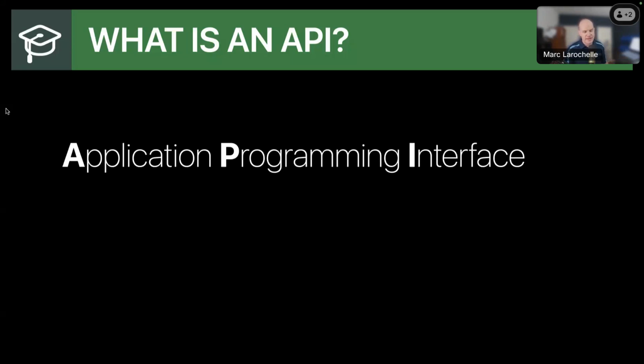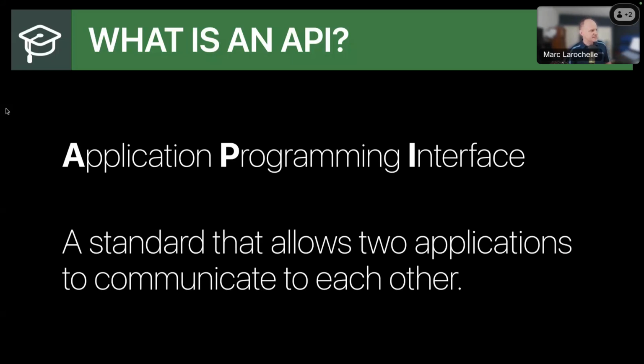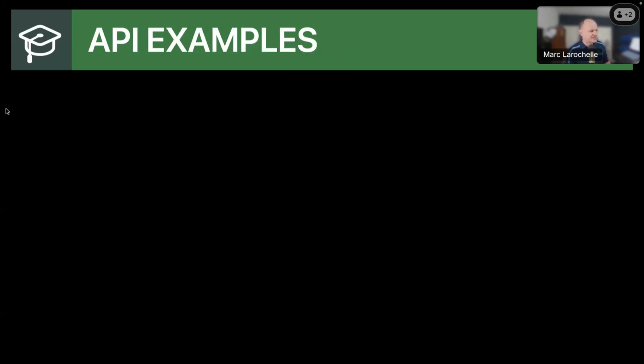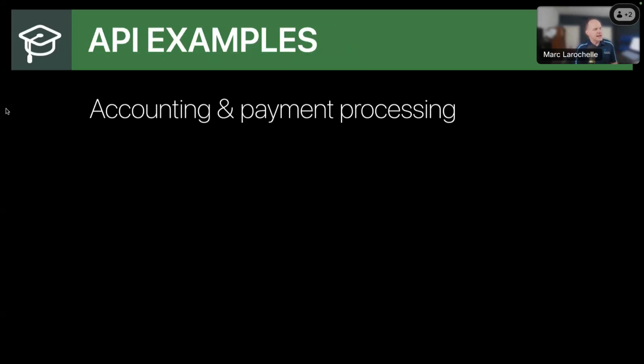So API stands for Application Programming Interface. It's really a fancy term that just means it's a standard that allows two applications to communicate to each other, whether it be a web app talking to a database backend or a FileMaker app talking to an API that represents data. And APIs are everywhere because they are the way to integrate one thing to another.